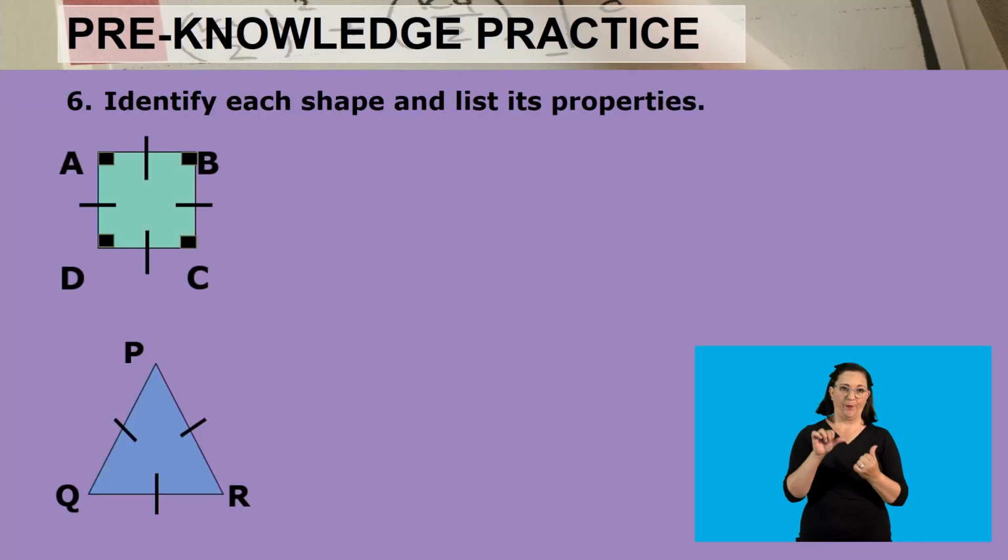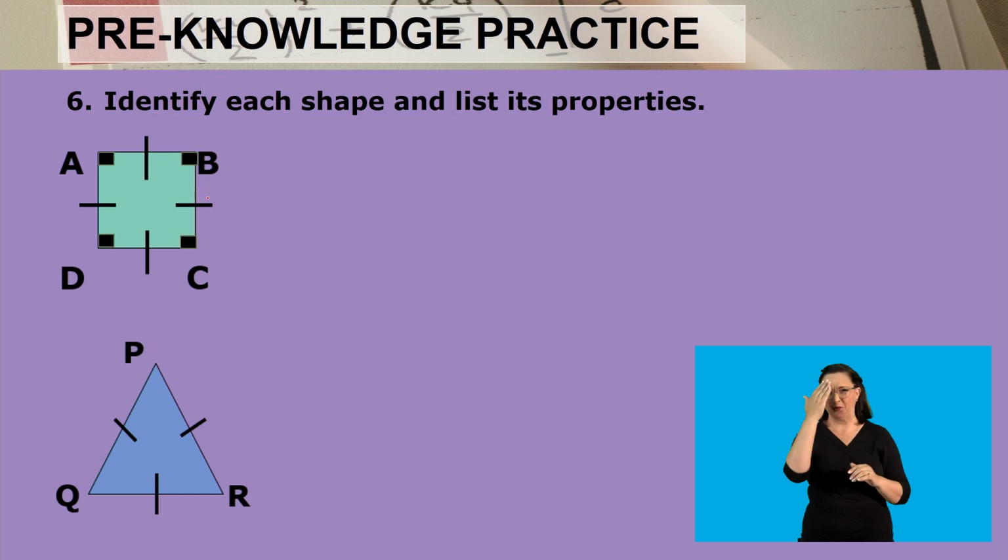Let's then go back to our diagrams. Question 6, identify each shape and list its properties. Let's look at the first shape, A, B, C, D. And that is a square.